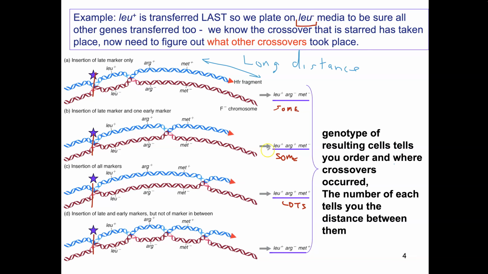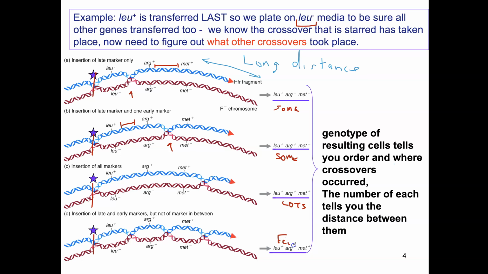And the exact number is going to depend, of course, on the distance apart. If this is a much bigger distance than this, say, then these ones will be seen more frequently than these ones because there are more places where the crossover can occur, right? So remember, the number of crossovers is an indication of the distance between. And then there's going to be relatively few of these.